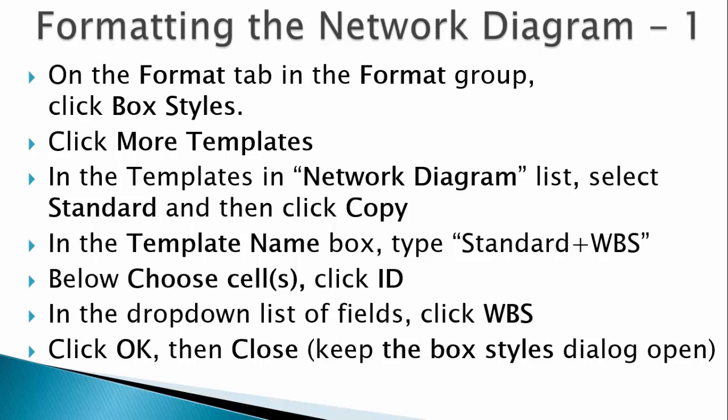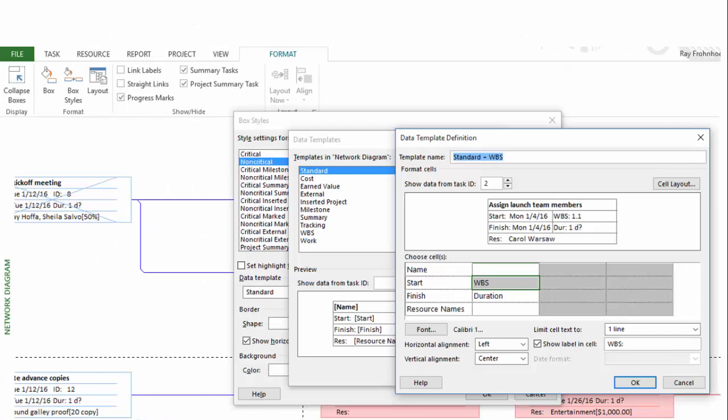Project automatically keeps a work breakdown structure numbering scheme. If we format the network diagram, we can include that number in place of, or even in addition to, the task ID number automatically assigned. Follow these steps to copy the template for the network diagram boxes, which we will modify. Just before you copy the template, your screen should look like this.